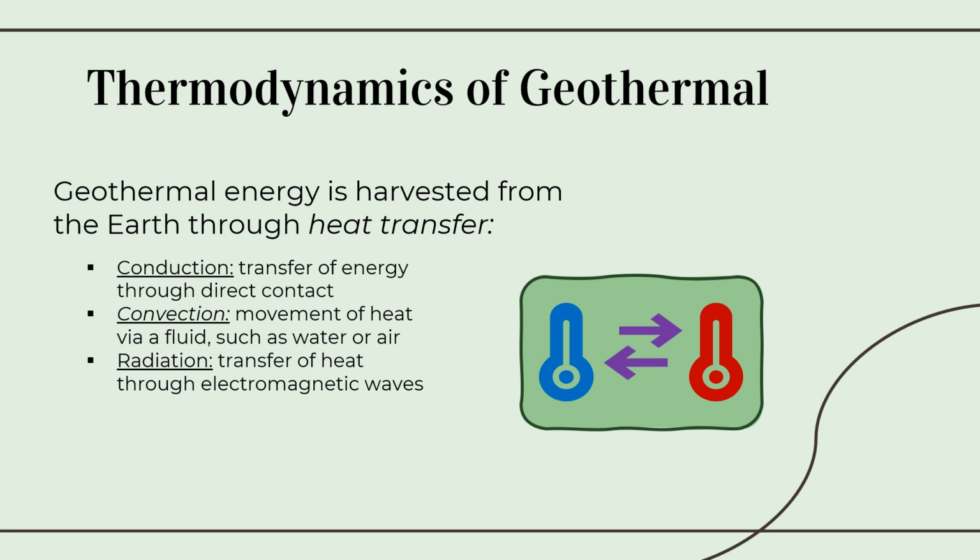The last form of heat transfer is radiation, or the transfer of heat through electromagnetic waves. Unlike the first two forms discussed, radiation does not require a physical medium to travel through. This is how the sun is able to heat the entire planet. In short, there are several different methods available for heat transfer, and convection is the most easily applicable to geothermal power.